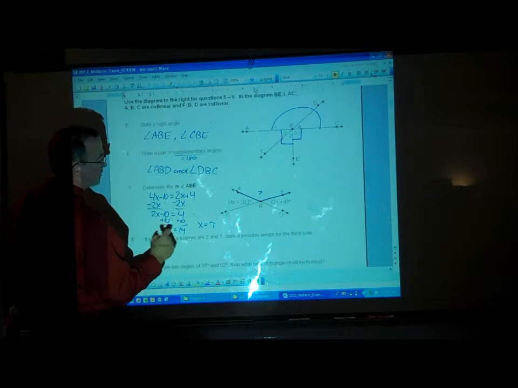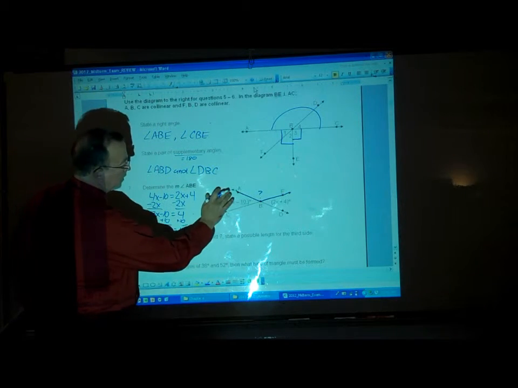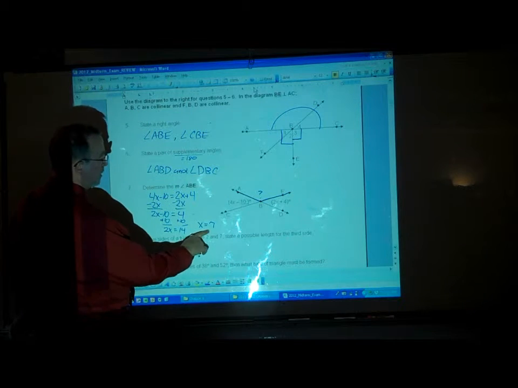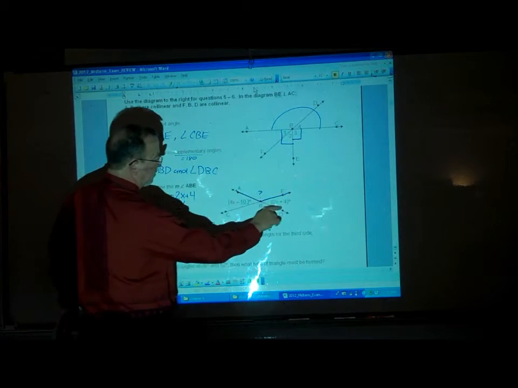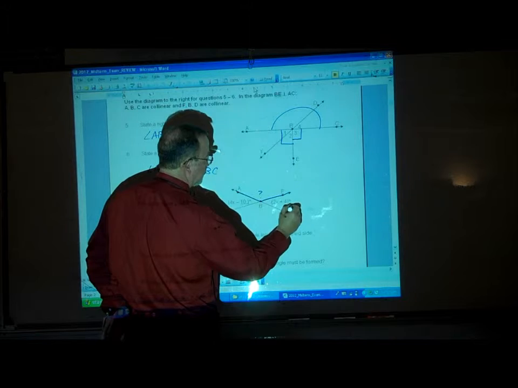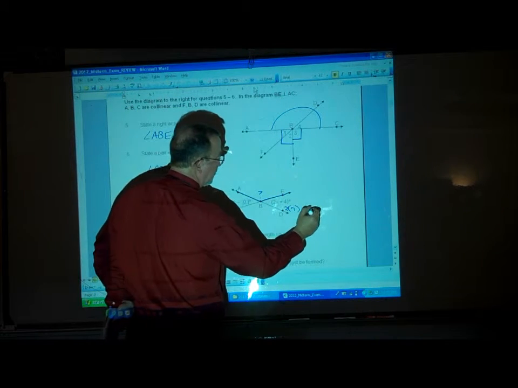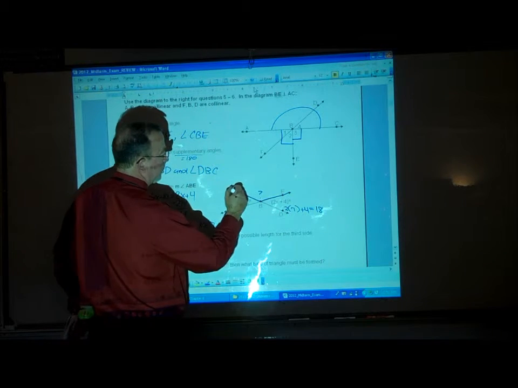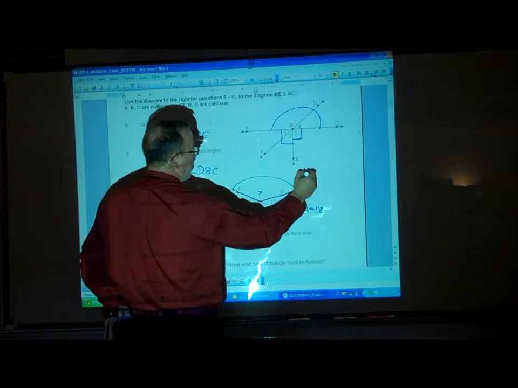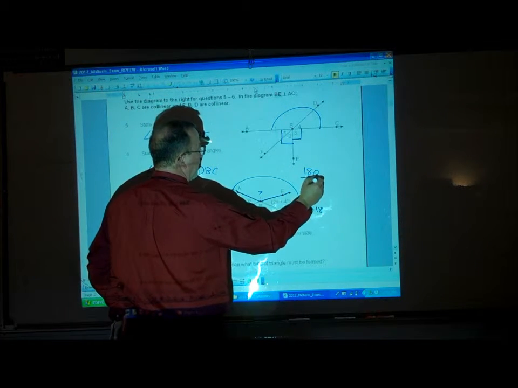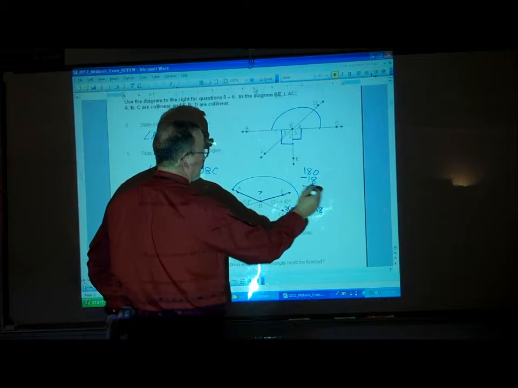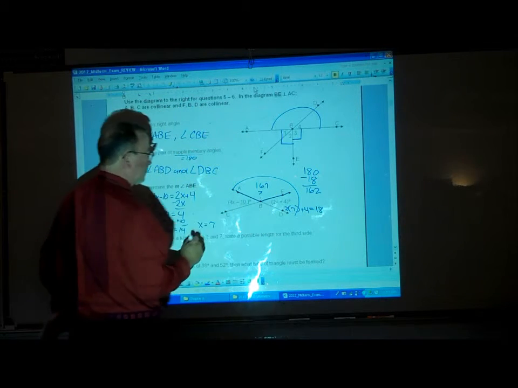That's not what we were asked, so we're going to have to plug that in. Now we're looking for this measurement right here, but that one's not going to plug in up here. If we plug it in down here, 2 times 7 plus 4 is 18. We know these two angles are going to add up to 180, so we do 180 minus 18, 162. So our answer is 162.